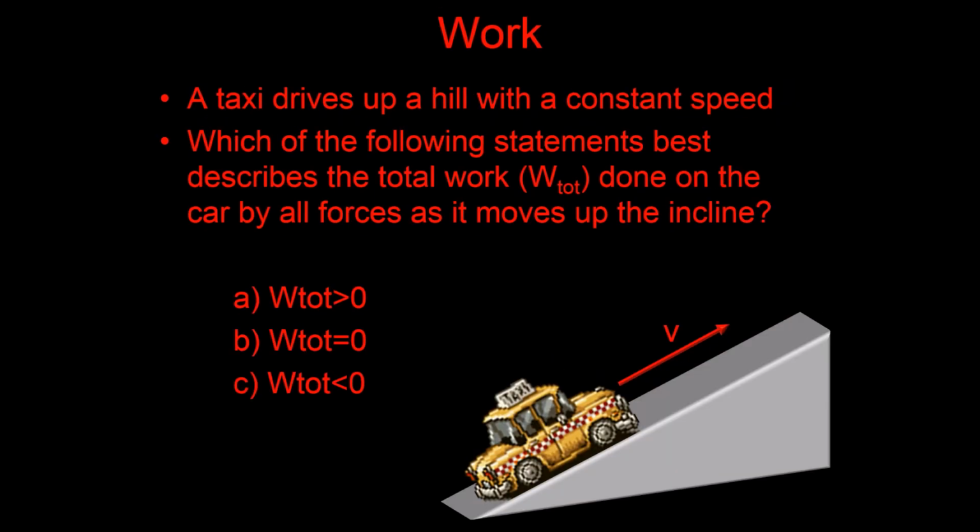So questions are often posed in such a way as to say, here we have a taxi driving up a hill with constant speed. Which of the following statements best describes the total work done on the car by all the forces as it moves up the incline? And this is a typical kind of question you see on professional exams, such as in MCATs and such. Well, the total work here, of course, constant speed, as per the previous problem, will give us a total work of 0. So essentially an exact repeat of a previous question. Make sure you can justify to yourself why this is the case.